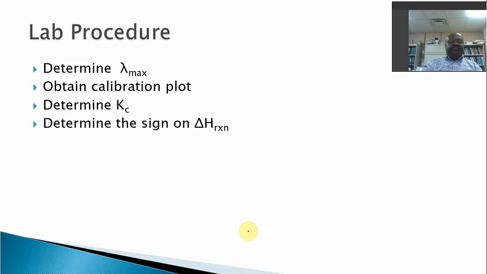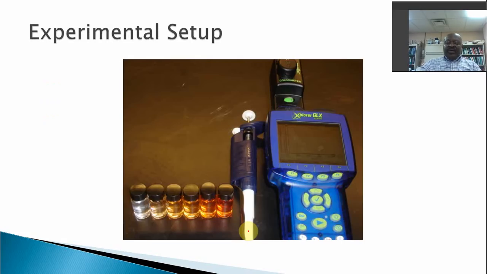So procedure, as you've done before, determine lambda max. Make a little of this red solution, measure the absorbance at all 4 wavelengths, and determine which one is most absorbing. And then use that wavelength for the calibration plot.